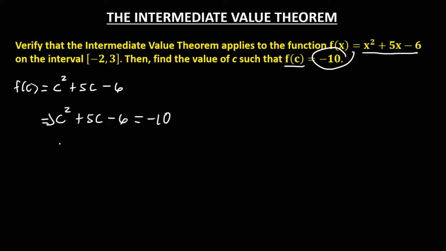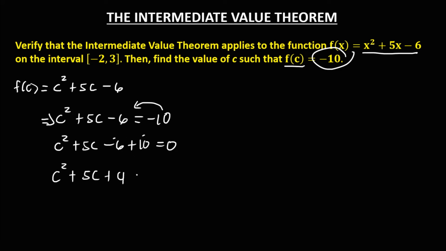Then simplify. So we have c squared plus 5c minus 6. Transpose this -10, it becomes positive 10, then equals 0. Then we have c squared plus 5c, -6 plus 10, which is positive 4, equals 0.